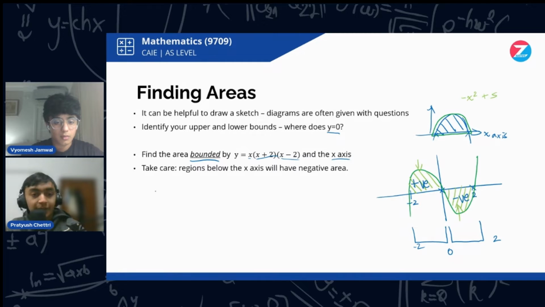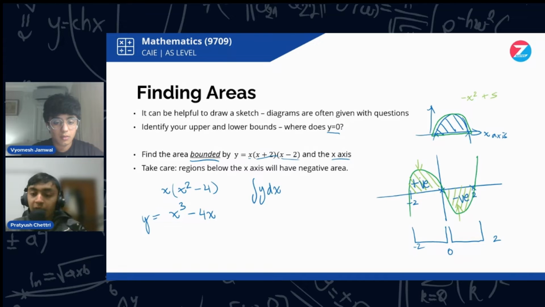So let's solve this. First thing, I'm going to multiply everything out so I can do the integral. I'm going to do the quadratic first. x squared. Oh, it's a difference of two squares, isn't it? x squared minus 4. So x cubed minus 4x. That's my y. Now I'm going to integrate y with respect to x.